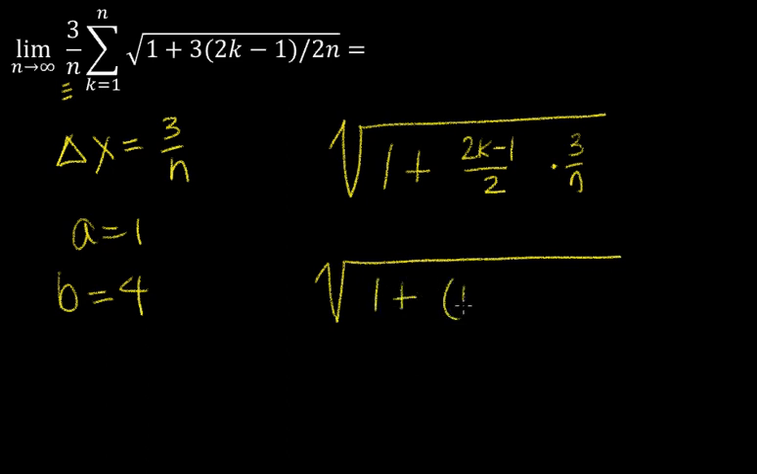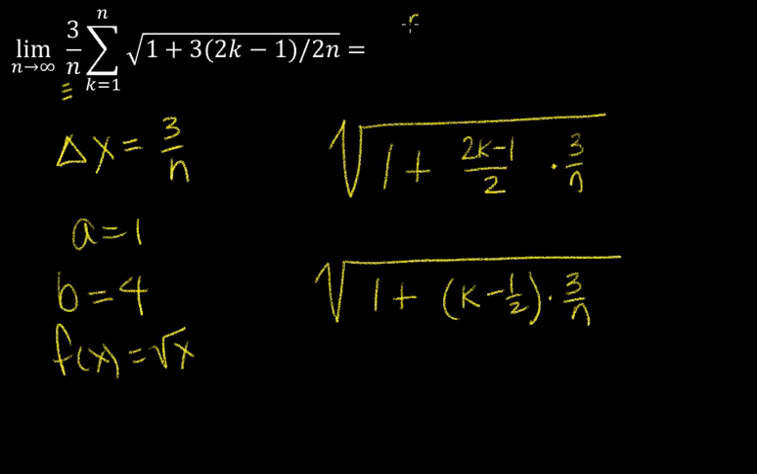That's 1 plus k minus a half jumps of 3 over n. You don't have to write it the way I wrote it, but this is the way I did on that slide where we studied the systematic way of writing a formula for the right endpoint, the left endpoint, and the midpoint. So our function is the square root function.